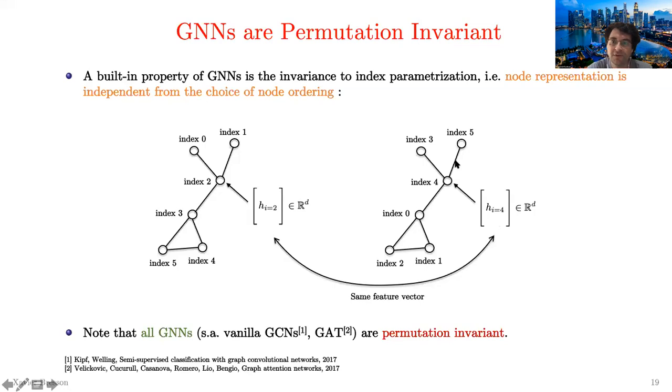And what happens is that the graph neural network will produce the same node feature here and here. This is very important. So all graph neural networks must be invariant with respect to index permutation. Otherwise, you will need to learn all possible permutations of your indexing, which is n factorial, which is just not possible. So it's a very strong property that all GNNs actually share.